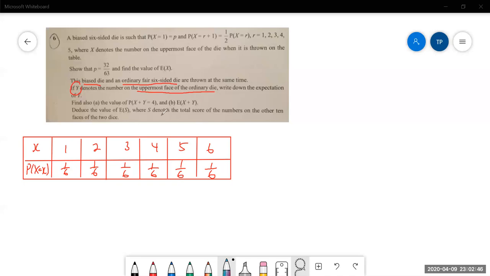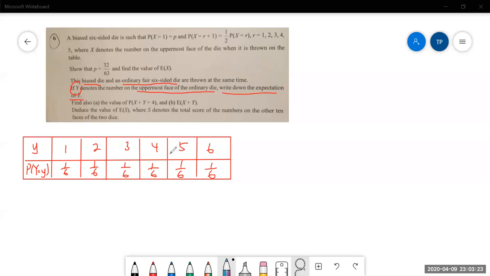Okay, so this will be, sorry, this is for Y. Oh my god, what am I writing? This is for Y. This is your capital Y equals to small y, right? Because this is for an ordinary die, which is the fair die. So for every single value of the score, you're going to have the same probability because it's a fair die. Yeah, so over here they say write down the expectation of Y.